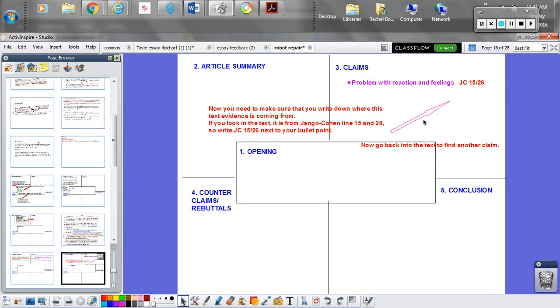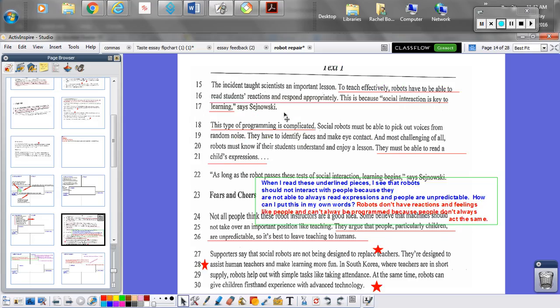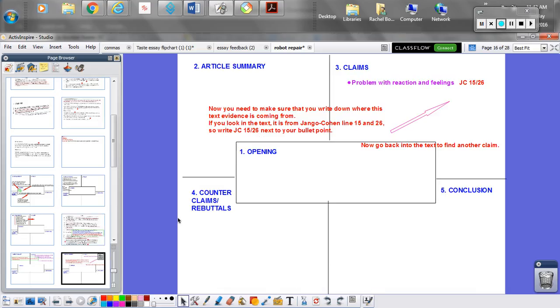Now I need to make sure that I write down where this text evidence came from. If you look in the text where I was right here, I can see lines 15 and 18 and 21 and 26. So now all I have to do is put JC, because that stands for Django Cohen, and then I put the line numbers that I'm going to use there. This will help me when it's time to write.